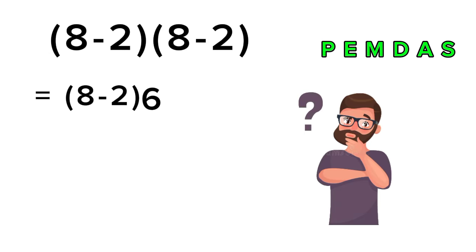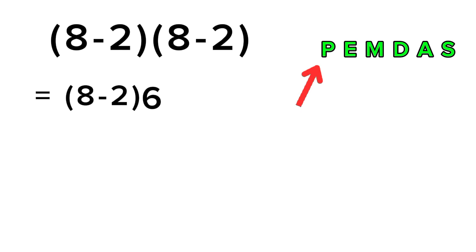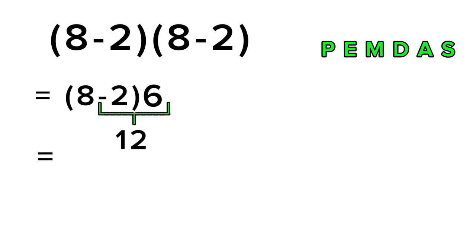So what do we do next? We look at what's left. We have a subtraction and a multiplication. According to PEMDAS, multiplication comes before subtraction. So we'll take care of that multiplication first. 2 times 6 equals 12. Now the expression turns into 8 minus 12.